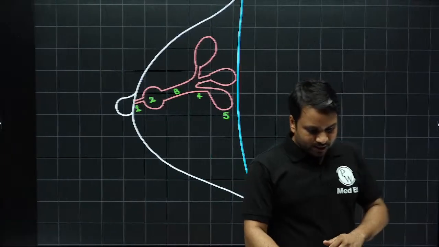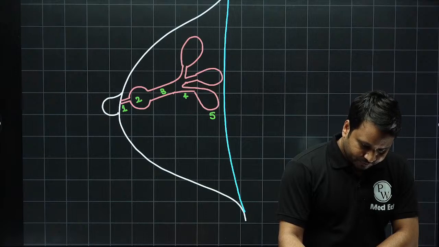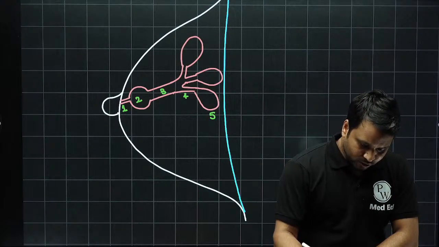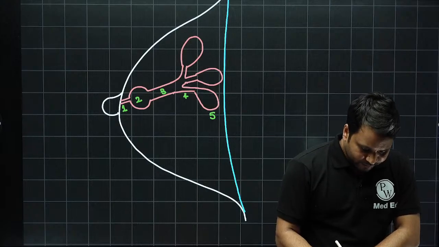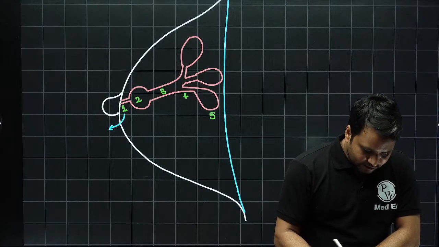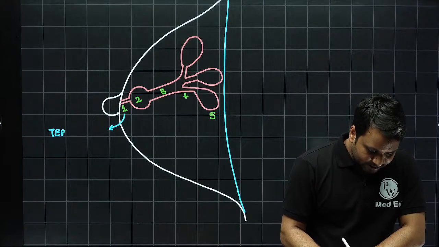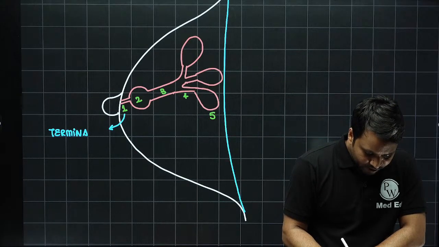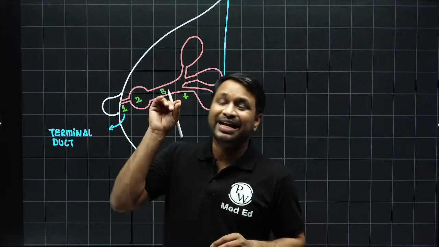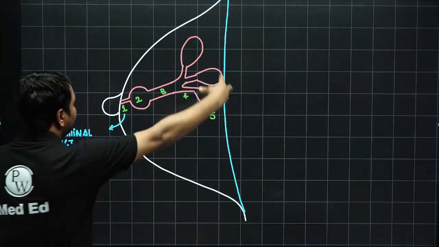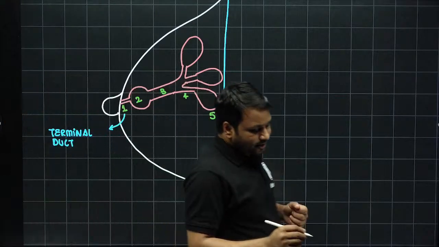So let's quickly look at that. What are these parts? The first part which you can see here, this is the last part of the entire glandular component. So this is what we call the terminal duct. Now this can be called a terminal lactiferous duct, whatever it is, because it is ending into the nipple. The entire glandular part is terminating into the nipple. So this last part is the terminal portion, hence called the terminal duct.